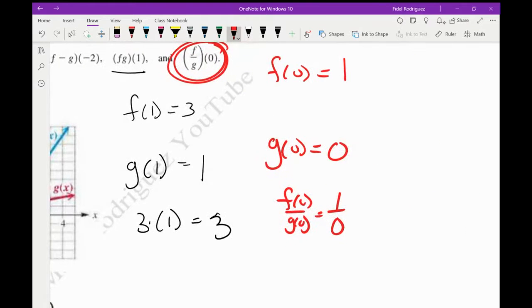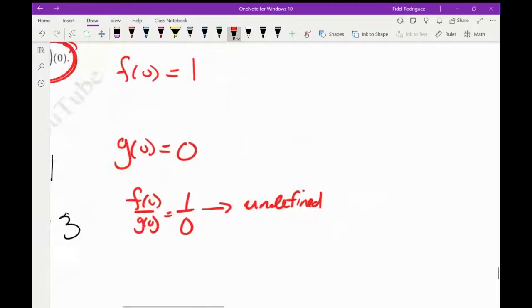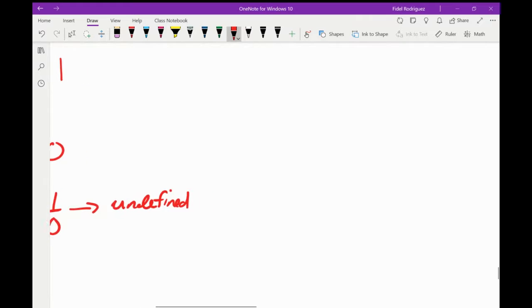Guys, here, is undefined. We cannot divide by 0. 0 is the one number we can never, ever, ever divide by. Okay? Now, I did this with one of my other classes the other day, and I want to show you guys why it is undefined. This is just a little idea on why it's undefined.